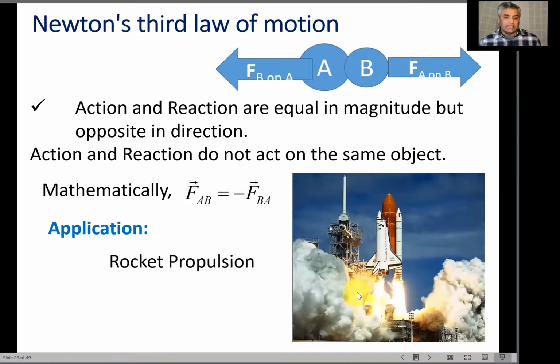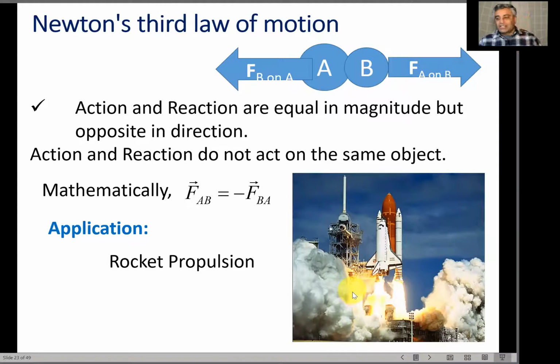This can be used, for example, in how we have designed a rocket. What happens? A lot of thrust comes out. That's the action. And there is an equal reaction upward. To lift this and give large acceleration to begin with, we need large force. That's why a lot of thrust comes out when we are lifting the rocket. Large force is needed.